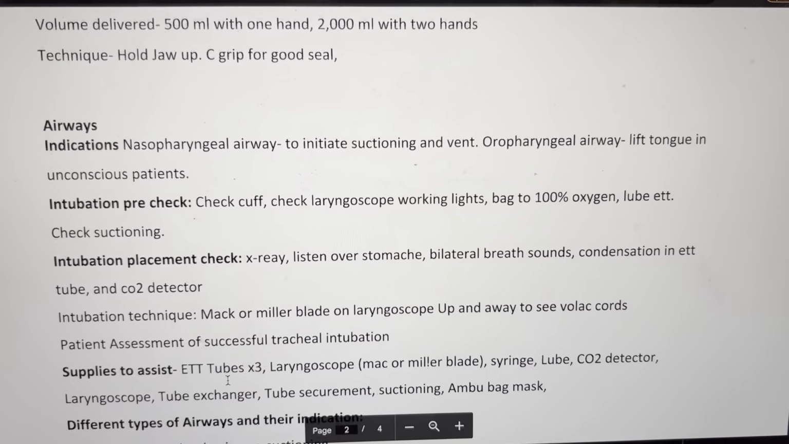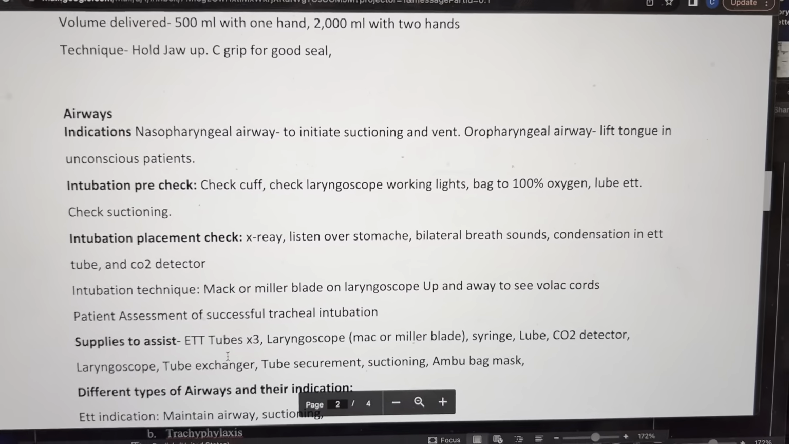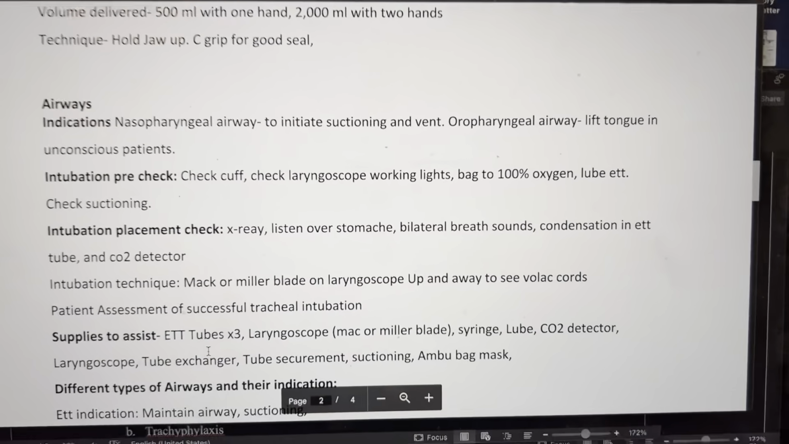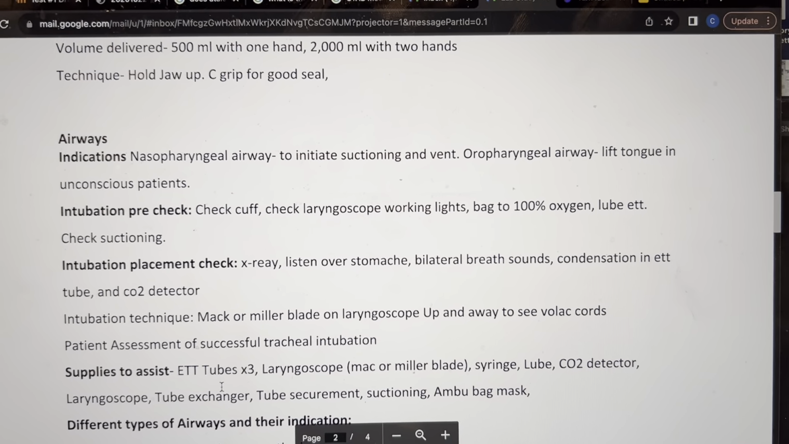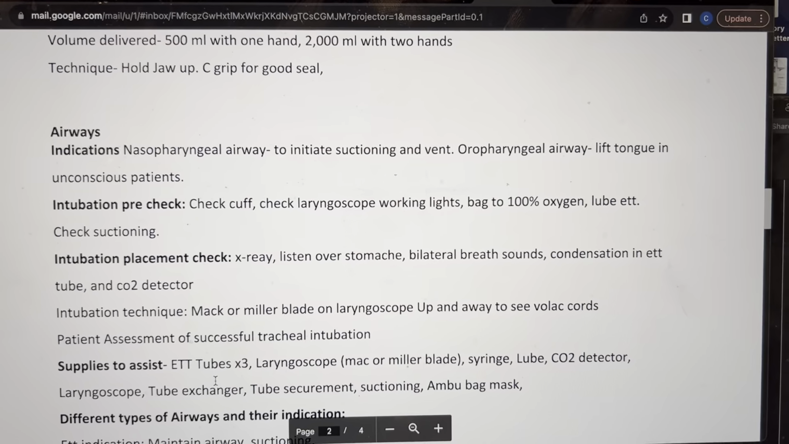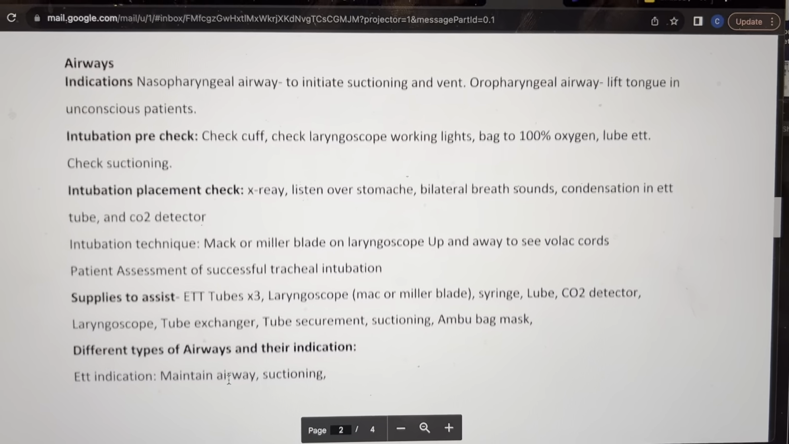Airways indication: nasopharyngeal airway, indication to initiate suctioning and vent. Oropharyngeal airway to lift the tongue on unconscious patients.